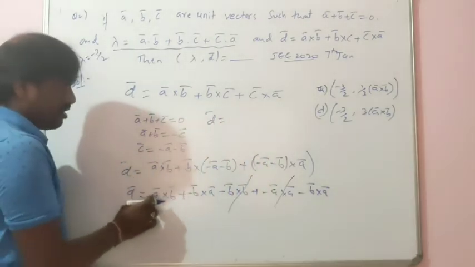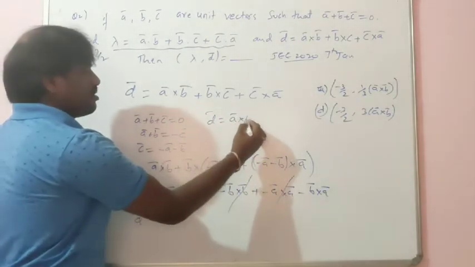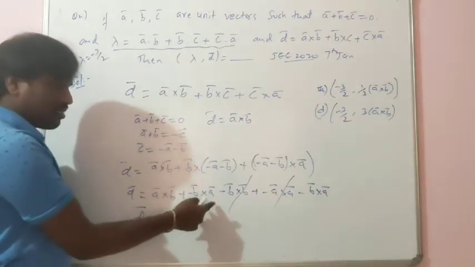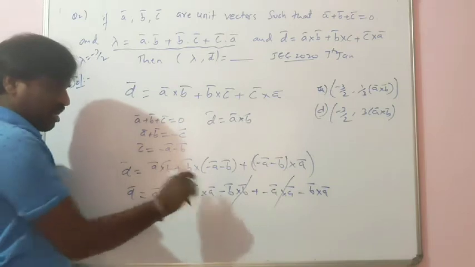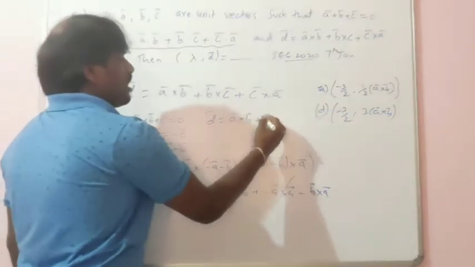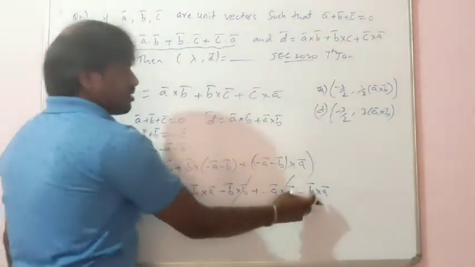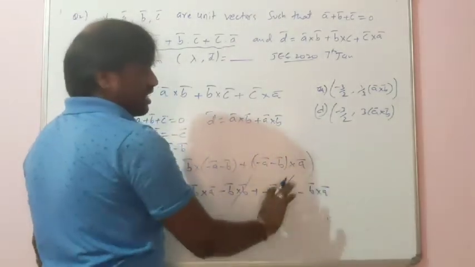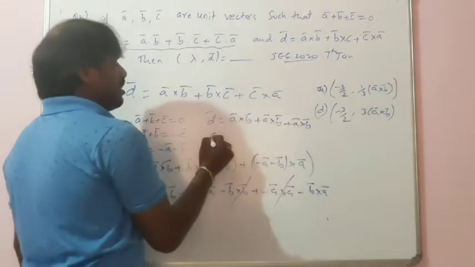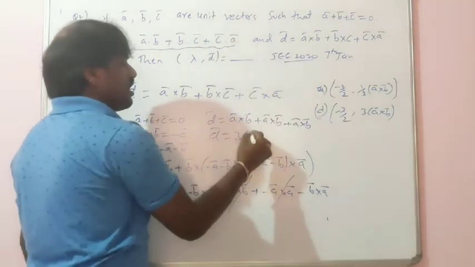a cross b, and this b cross a is minus. So if I want to make it plus, a cross b, if I do minus of, I'll get minus into minus plus. So here I'll get a cross b, and here b cross a is a minus. If I shift a cross b, minus into minus plus, so I get a cross b. So finally d vector is 3 times a cross b.